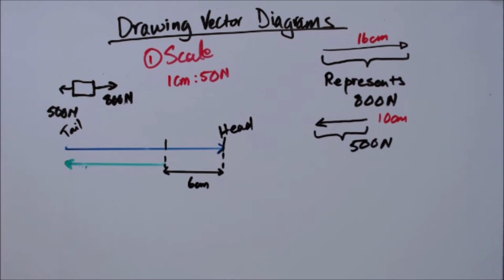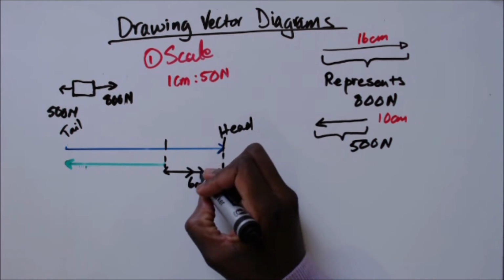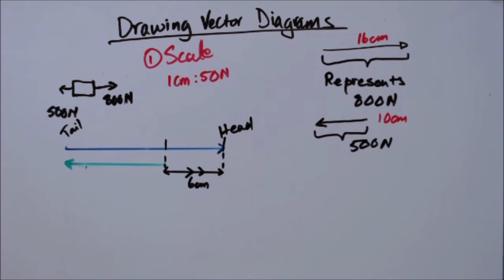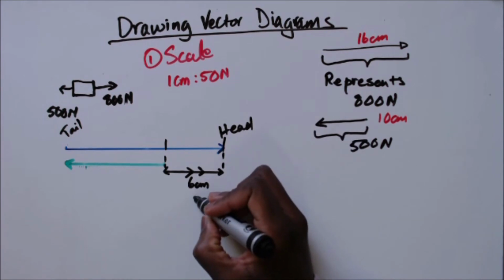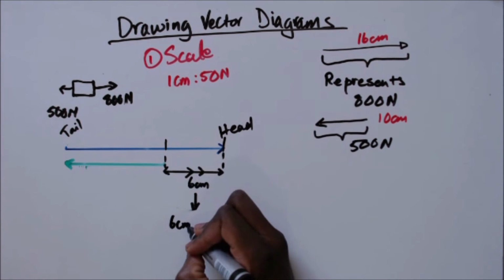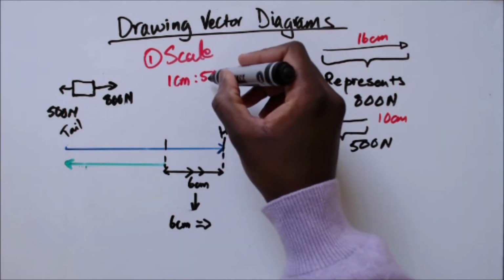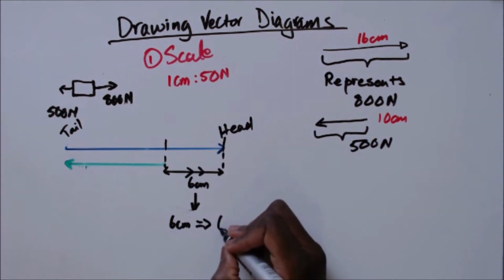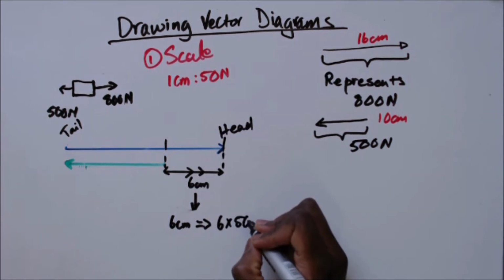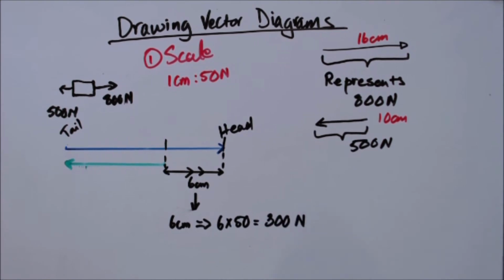And that length of 6 centimeters is actually to the right. So I can put a double arrow on it that way. And that 6 centimeter length converted on my scale, 1 centimeter is 50 newtons. So 6 centimeters is 6 times 50, which is 300 newtons. And I've drawn my simple vector diagram.